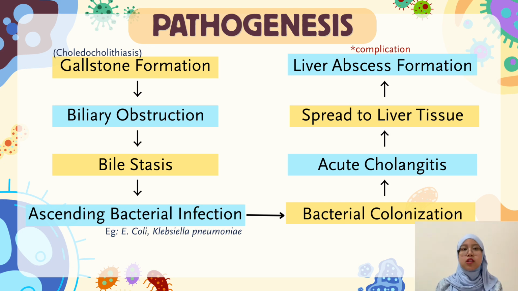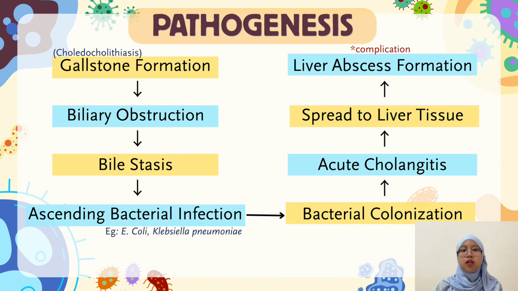The most common causative organism is E. coli, a gram-negative rod that normally lives in the intestinal tract. Once E. coli enters the biliary tract, it colonizes and multiplies within the stagnant bile. In addition, the bacteria produce virulence factors such as adhesin, which help them attach to the biliary epithelium, and endotoxin, which triggers inflammation.